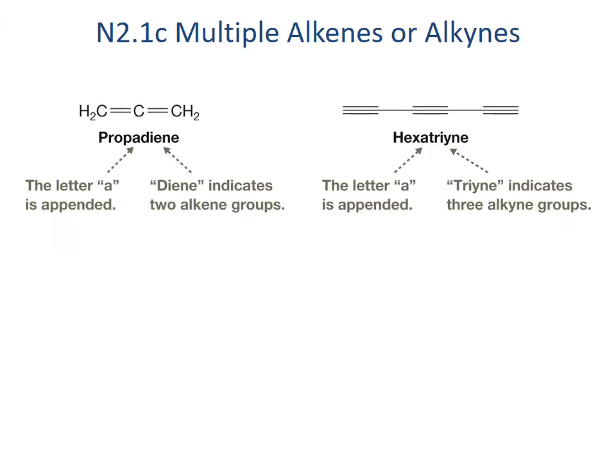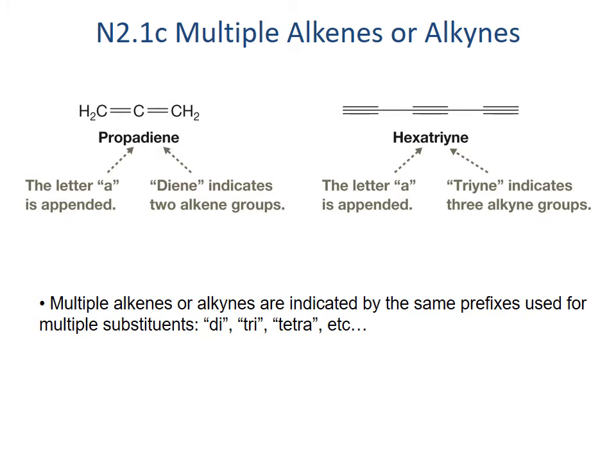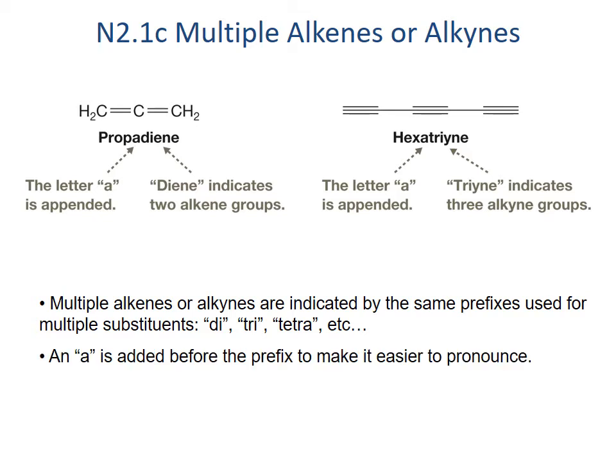Just like when there are multiple methyls, we use di, tri, etc. to indicate multiple double or triple bonds. We add an a between the root and the prefix di, tri, etc. so it's easier to pronounce. So you see propadiene instead of propdiene. We can also move the prefix to before the main chain stem, so we could say dipropene or trihexyne.